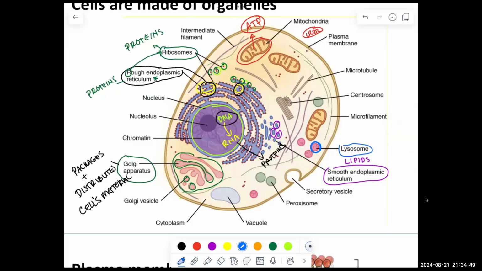Does anybody know what lysosomes do? Think of the word Lysol. What does Lysol do? It kills bacteria. What do you think lysosomes do? They kill bacteria. They kill the bacteria that enters the cell and detoxify. So when too much of certain chemicals get built up in there, they will help break them down.